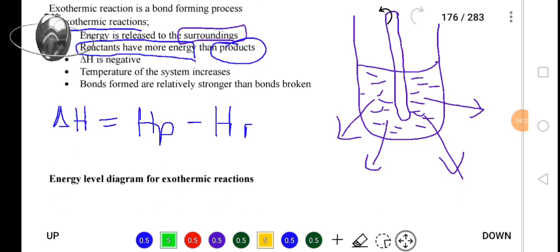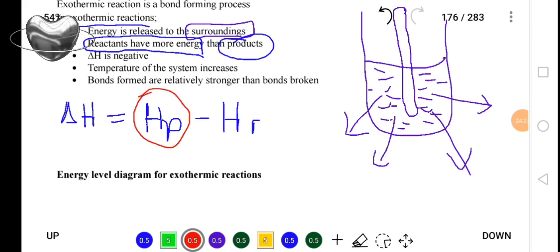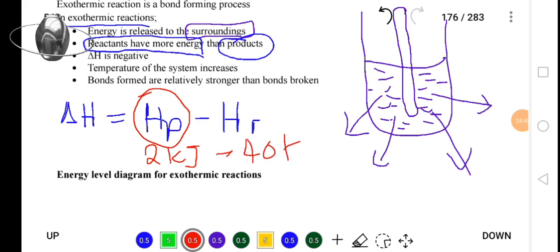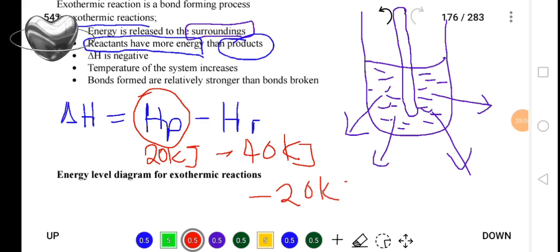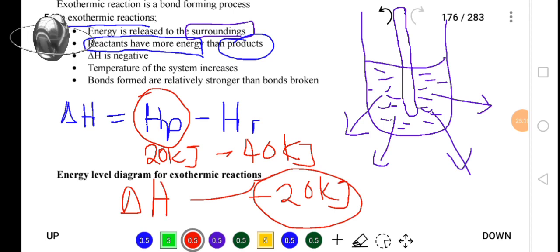In this case, we are going to say, since the products have less energy, for example, 20 kilojoules, and the reactants have more energy, for example, 40 kilojoules, like that. Here we have 20. When you subtract 40 from 20, your answer will be negative 20 kilojoules, meaning the enthalpy change will be negative. Why? Because the energy of the products is actually less than that of the reactants. That's the reason why for exothermic reaction, the enthalpy change is always negative.